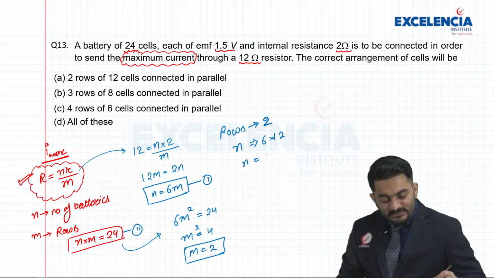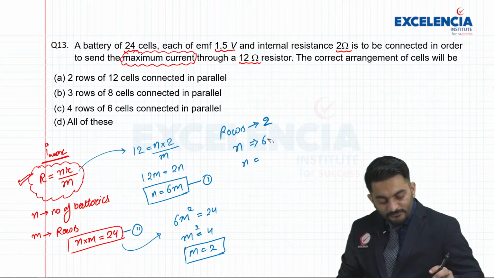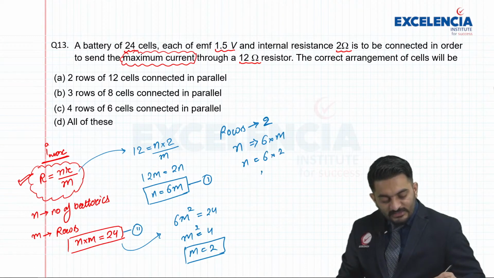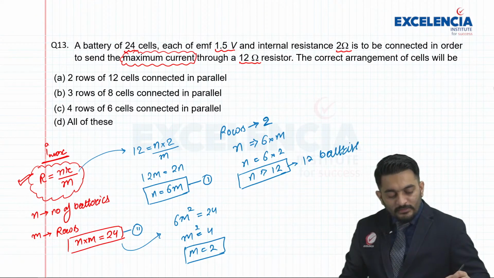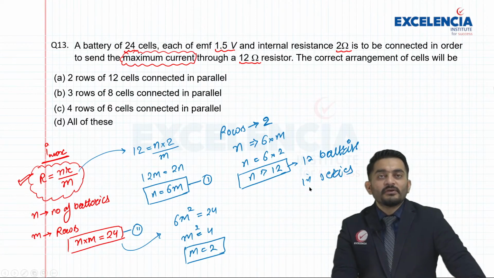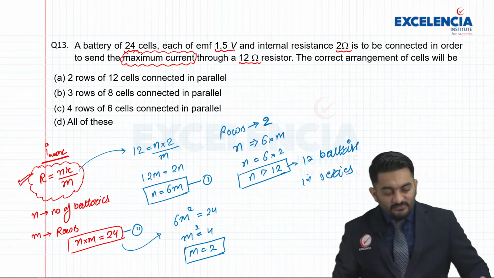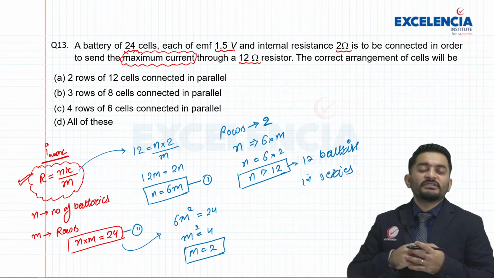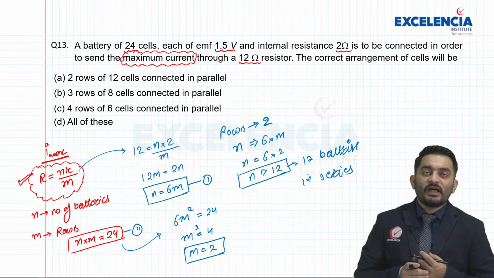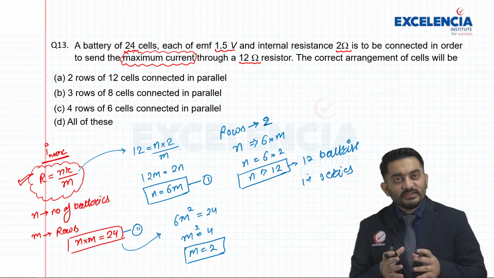So the number of batteries, 6 into m, so the number of batteries which you are going to connect in series is 12. So 12 batteries in series, and there are 2 rows, that will be the one which will give you the desired result. So instead of going for permutation and combination and checking whether you get this answer or not, I would say this is one particular method which you can use.